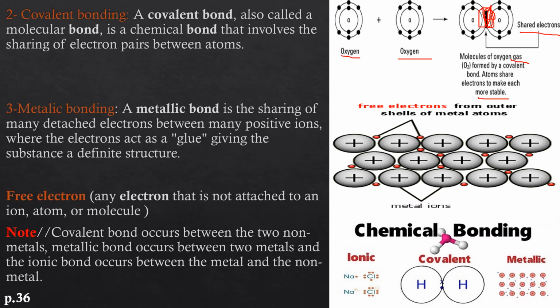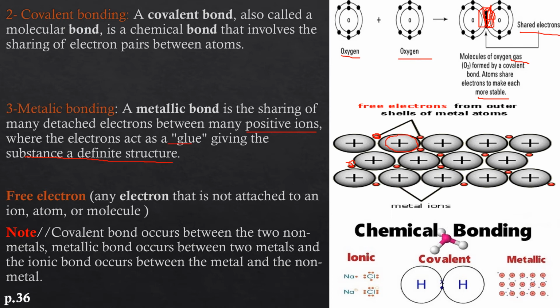The third bond is metallic bonding. A metallic bond is the sharing of many detached electrons between many positive ions, where the electrons act as a glue, giving the substance a definite structure. Here we have the positive ions, and these little red balls are free electrons, between the positive ions. We call these the metallic ions.